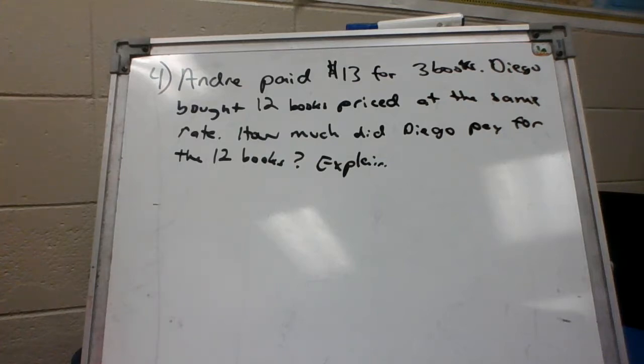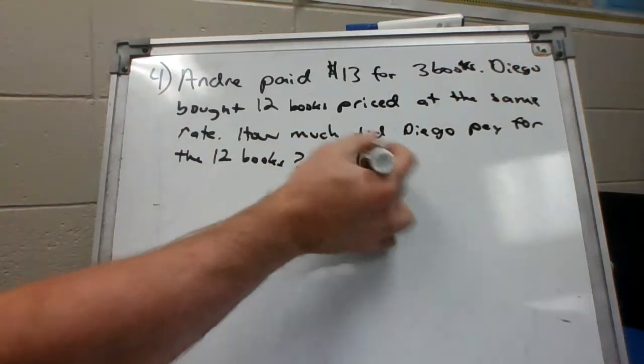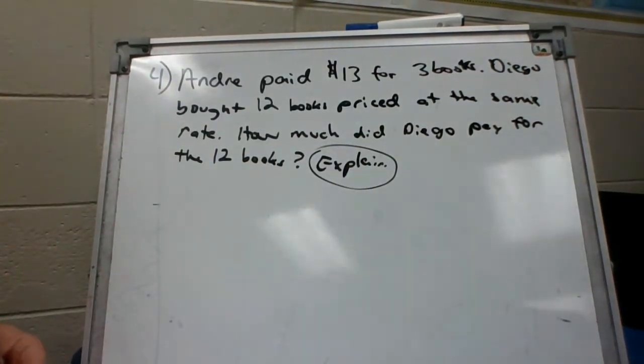Andre paid $13 for 3 books. Diego bought 12 books priced at the same rate. How much did Diego pay for the 12 books? Explain your reasoning. Okay, make sure we explain it, not just leave it blank, okay?